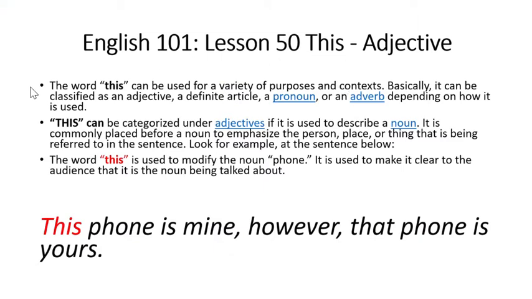The word "this" can be used for a variety of purposes and contexts. Basically, it can be classified as an adjective, a definite article, a pronoun, or an adverb, depending on how it is used. This can be categorized under adjectives. If it is used to describe a noun, it is commonly placed before a noun to emphasize the person, place, or thing that is being referred to in the sentence.